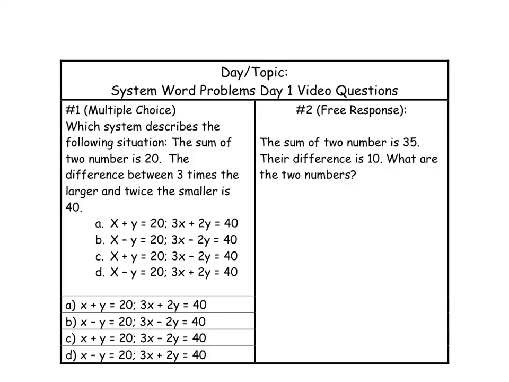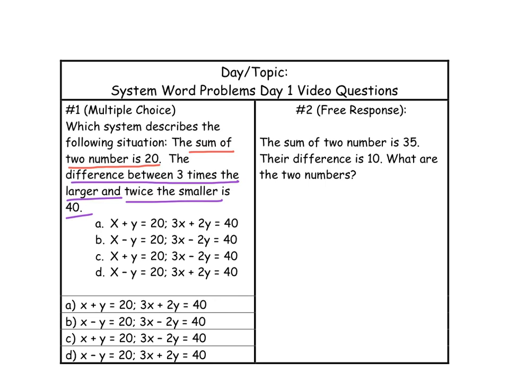So now it's your turn for multiple choice question 1 and free response 2, which describes the following situation. So we're looking at the sum of two numbers is 20. The difference between 3 times the larger and twice the smaller is 40. So use that as a key or a clue to determine which system of equations works for A, B, C, and D.